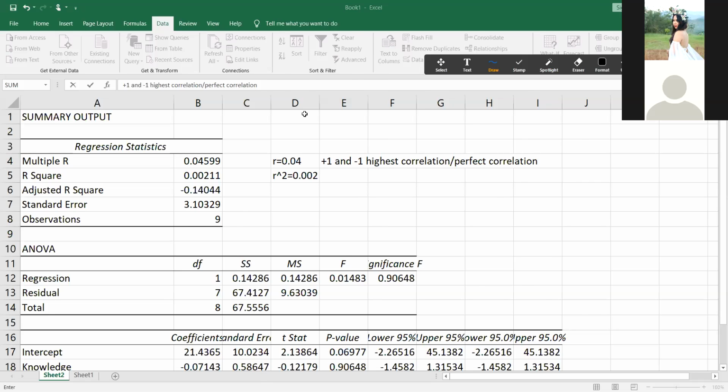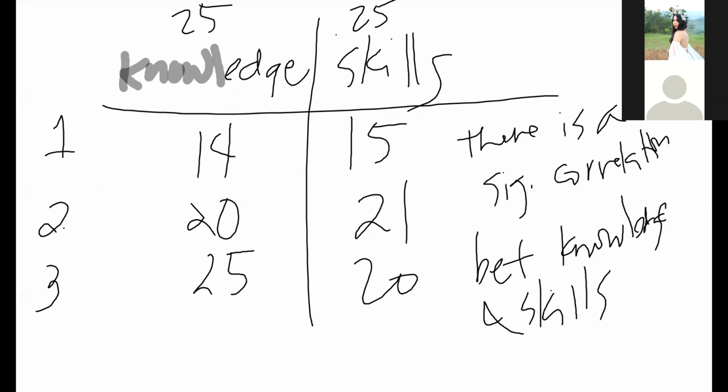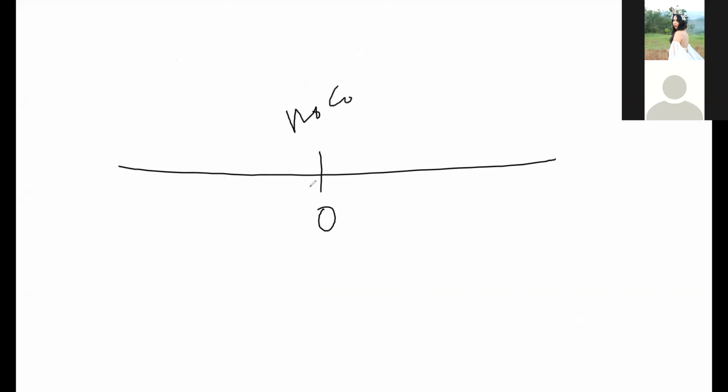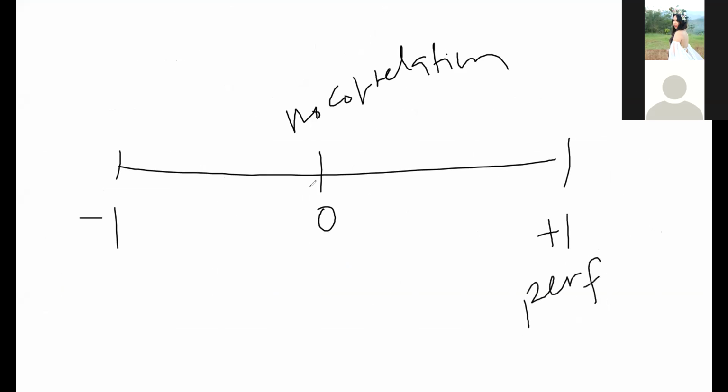Let's go back to our... So let's see. If it is 0, there's no correlation. So this is negative 1, this is positive 1, this is the perfect correlation.